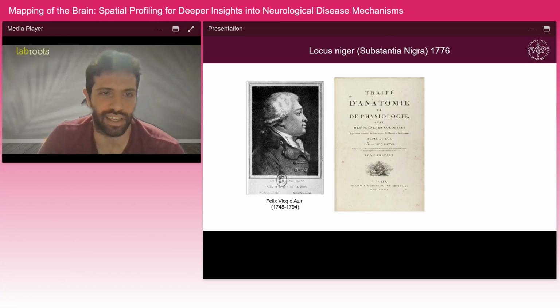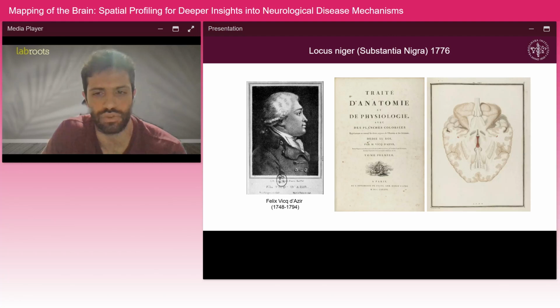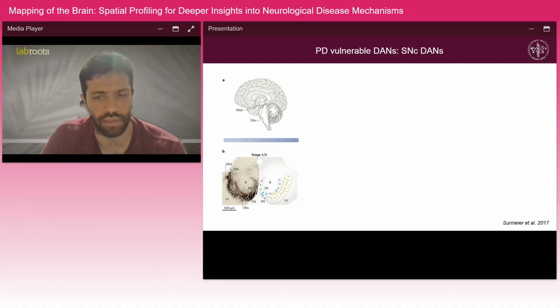The physician that first described substantia nigra was Felix Vicq d'Azyr. Just also a fact about him: he was the doctor of Marie Antoinette in France. In his work that I show you here, he had very nice illustrations of the human brain. And you can see very nicely that he spotted this black substance here. There's a brain area here that mostly has a dark color, and the reason it has a dark color is because it has a natural pigment, neuromelanin.